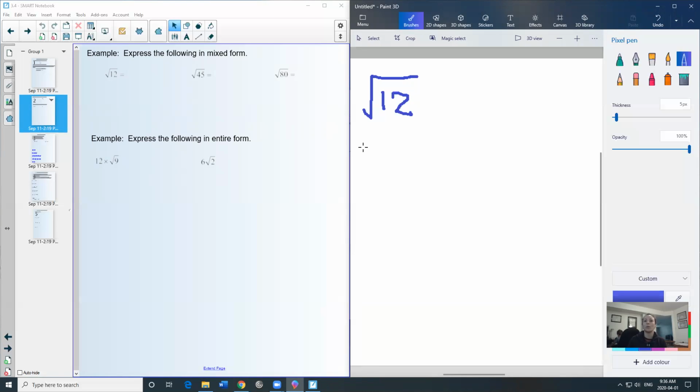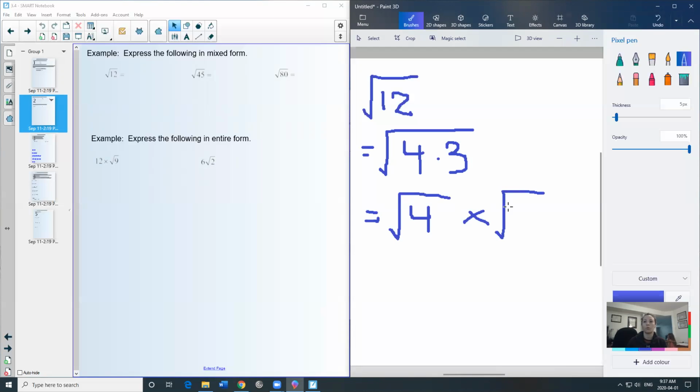So I can take the number 12 and I can break it up into 2 factors. Okay. I could pick 6 times 2. I can pick 4 times 3. Now, the reason that I would pick something like 4 times 3 is I can take 12 and break it up. I can't take root 3, but I can take the square root of 4. So since I can take the square root of 4, I'm going to. Okay? So another way that we can write this is we can write it as root 4 times root 3.